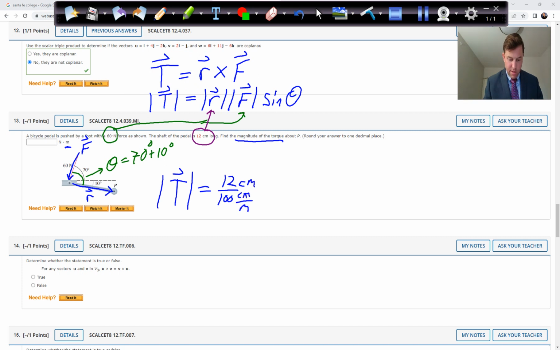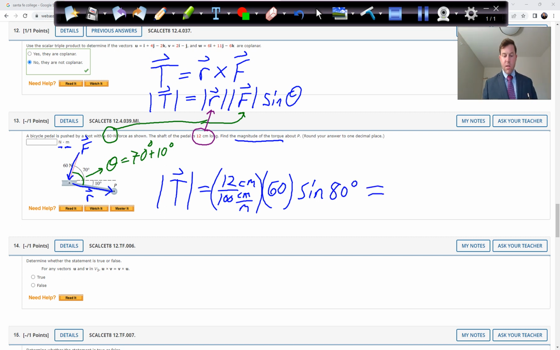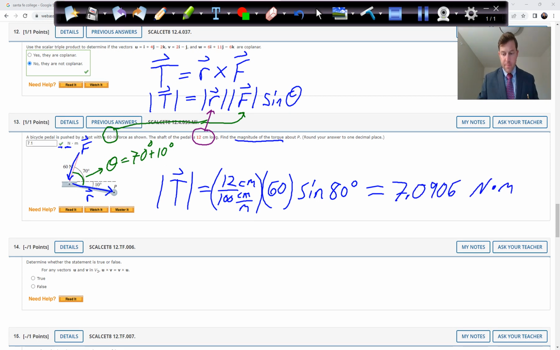There's 100 centimeters per meter, times the magnitude of force, now that's in newtons, which we want, so times 60 times the sine of the angle between them, which is 80 degrees. So make sure your calculator's in degrees, make sure you divide 12 by 100, and you should get 7.0906 newton meters, and rounded to one decimal place, we'll call it 7.1 newton meters.